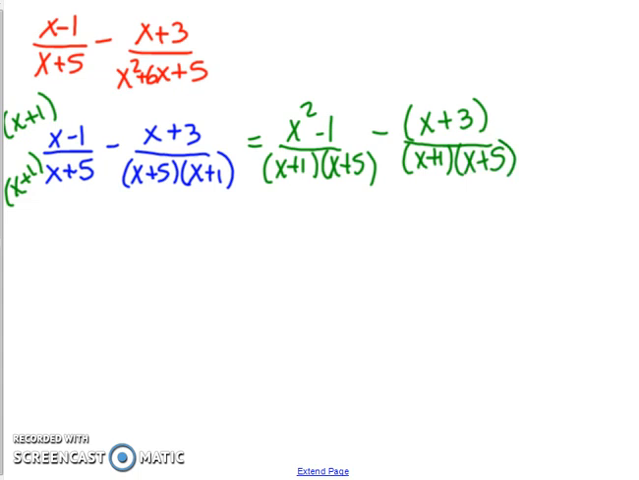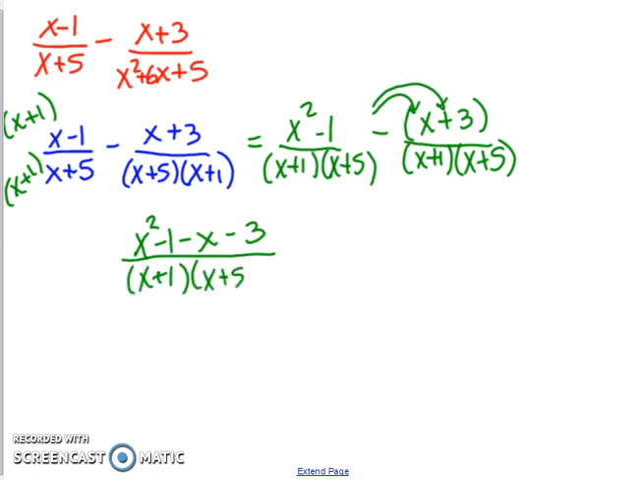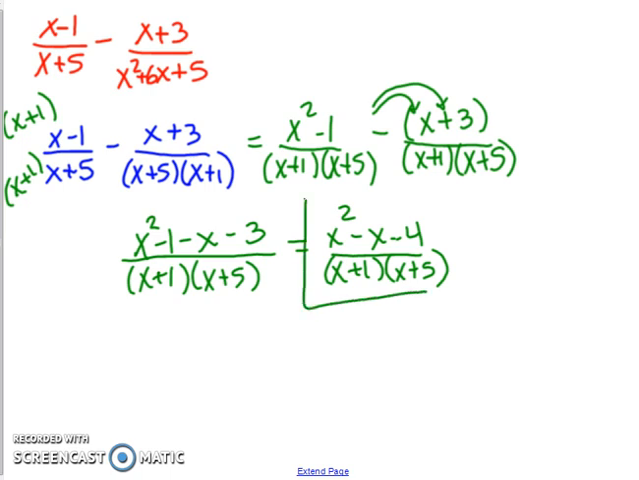So now I'm going to smush the top together. So x squared minus 1, I'm going to subtract the x, and I'm going to subtract the 3. So x plus 1, x plus 5. So now on the top, I have x squared minus x minus 4 over x plus 1, x plus 5. So if I try to factor the top now, what multiplies to negative 4 that adds to negative 1, it's not factorable, so this would be my final answer. And the domain restrictions, x cannot equal negative 1 or negative 5.